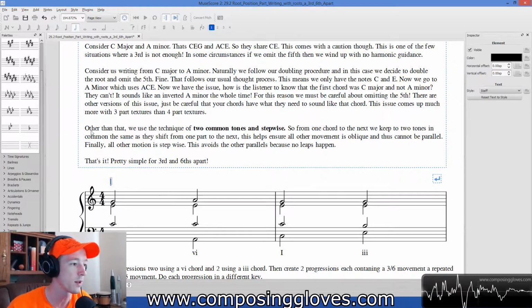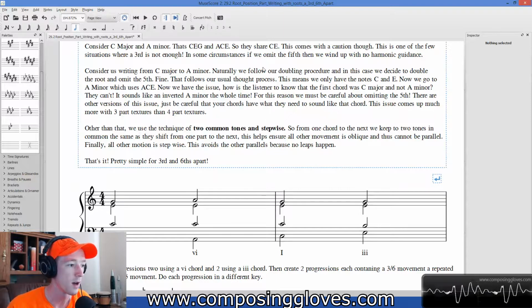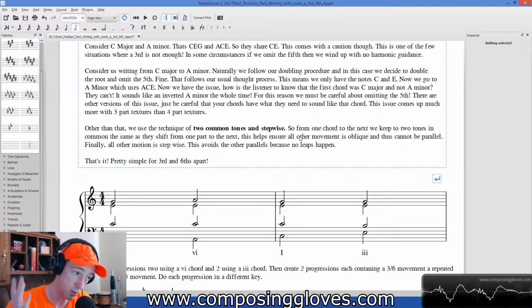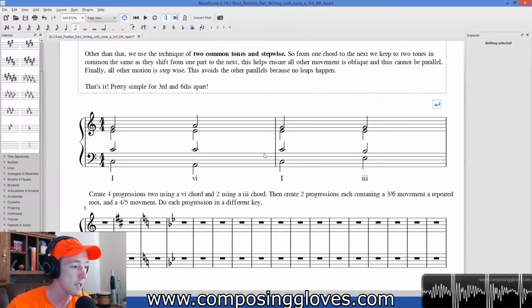So just be aware that that's what this paragraph says. And then two common tones and stepwise, we already talked about that. So let's go ahead and look at some examples now.